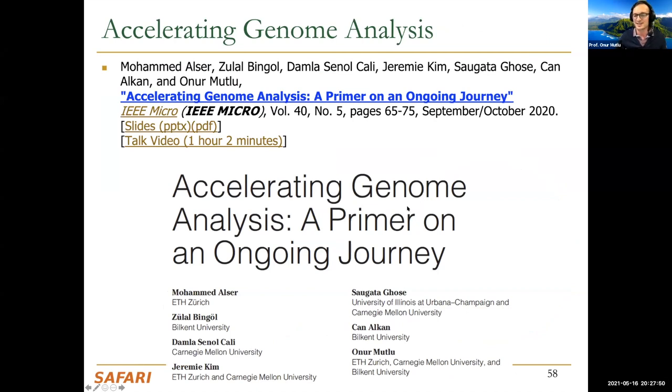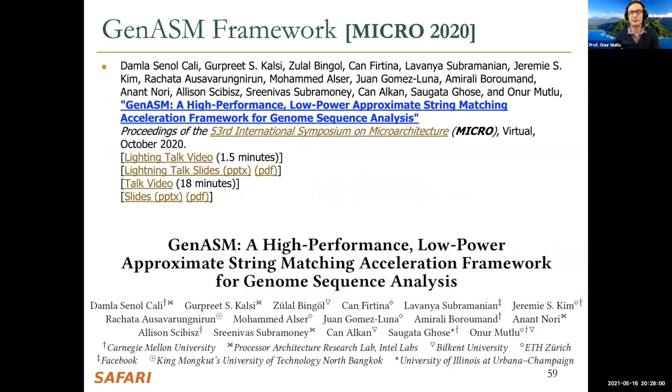And if you're interested in this, this is an area that we work on heavily. And we recently wrote a survey paper that talks about this. And I'm happy to share more if you're interested. And we also work on accelerators for this. For example, this is an acceleration framework that accelerates approximate string matching, which is at the core of genomic analysis, as well as other analyses like text analysis. And if you're interested, I'm happy to talk about it, or you can read this paper.